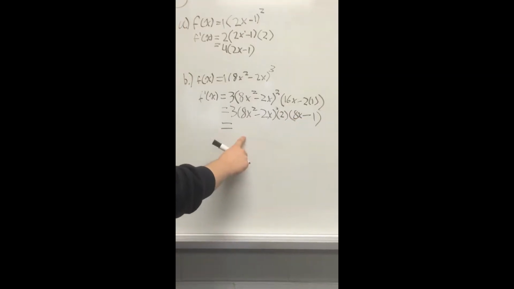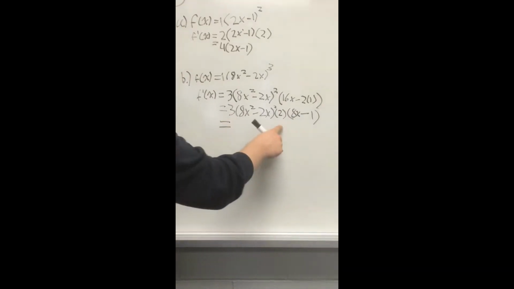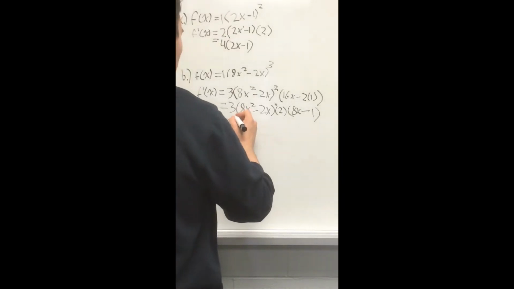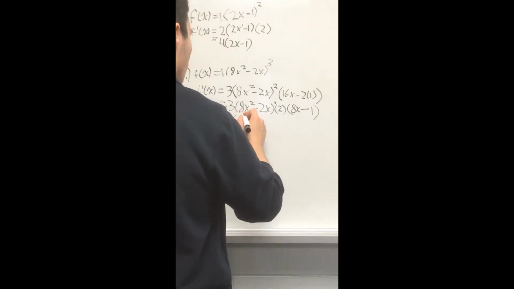Now for a final line, to simplify it fully, we can look at the 2 numbers over here with no variables on them and multiply those 2 together to give you a new coefficient at the front of 6.